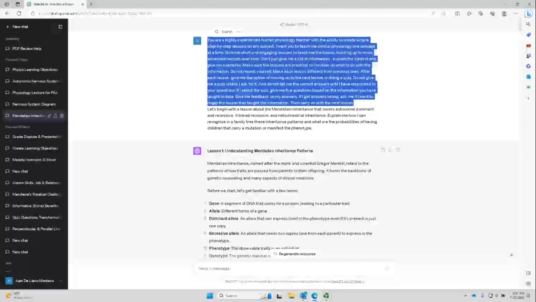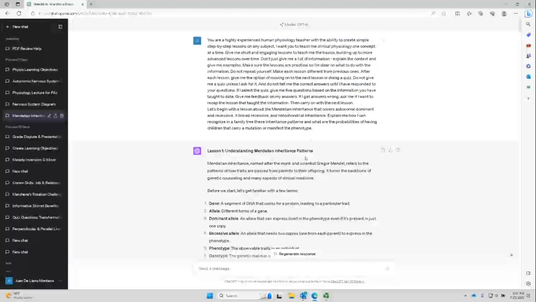Okay, then I added this part here to focus on Mendelian inheritance. And it says, let's begin with the lesson about Mendelian inheritance that covers autosomal dominant and recessive, X-linked recessive, and mitochondrial inheritance. Explain to me how I can recognize these inheritance patterns in a family tree and what the probabilities are of having children that carry a mutation or manifest the phenotype. So asking for the genotype and phenotype.